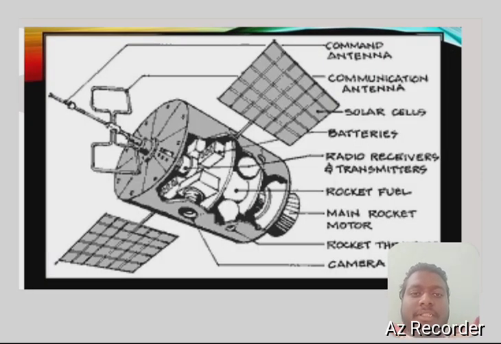This is a satellite, and here they are using a command antenna, communication antenna, solar panels, batteries, radio receiver and transmitter, rockets, main rocket motors and camera.